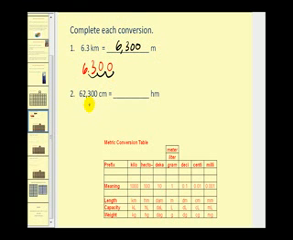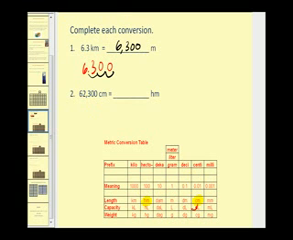On number 2, we're converting 62,300 centimeters to hectometers. Let's identify those two columns. Here is the centimeter column, and here is the hectometer column. So now we're moving from smaller units to larger units.